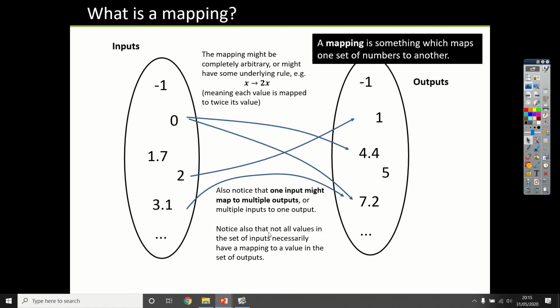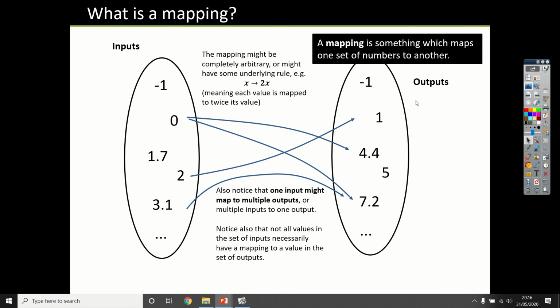Notice as well, not all values in the set of inputs necessarily have a mapping to a value in the set of outputs. So in other words, there's values that are missed out. This one here doesn't have an output. And similarly over here, you might have an output that doesn't have an input. These kind of sad, lonely ones up here.